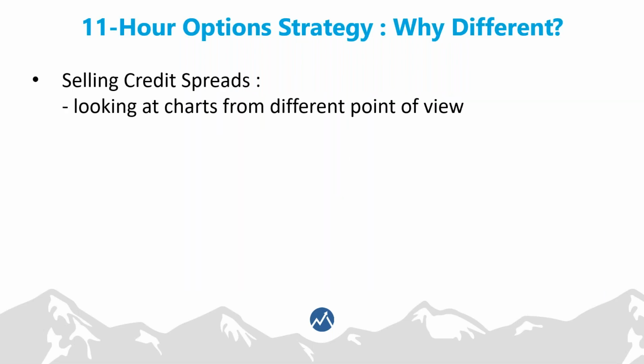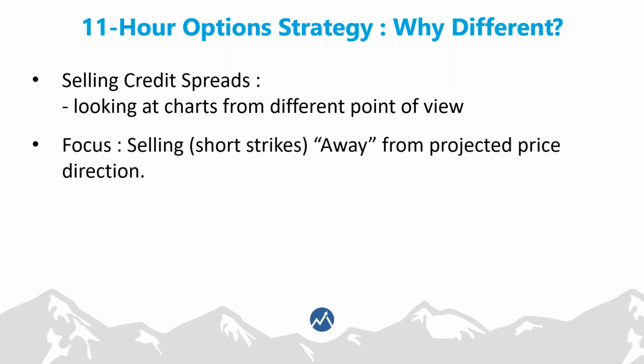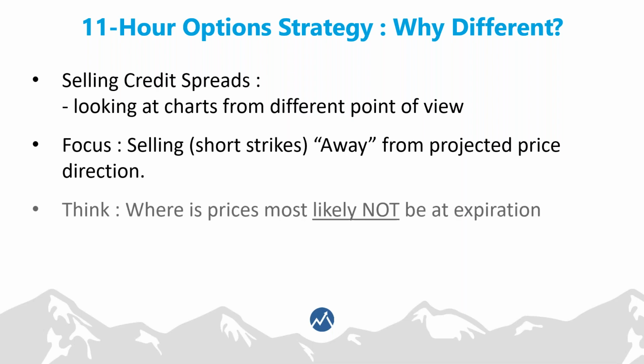Why is selling credit spreads different? Because it requires you to look at charts from a different point of view. We want to sell our credit spreads, the short strikes, away from projected price direction. We want to think about where price will most likely not be at expiration.